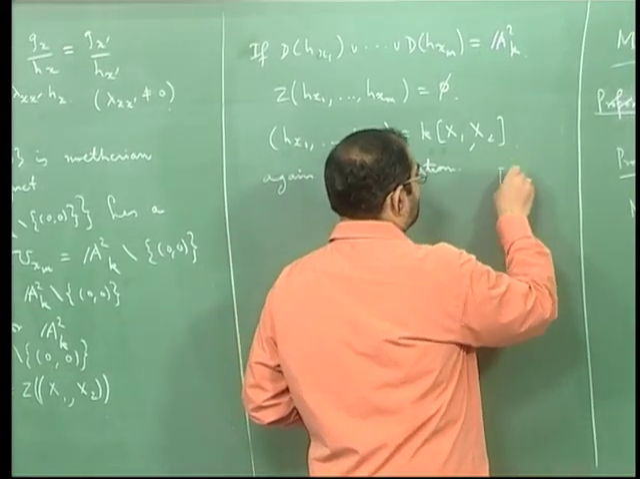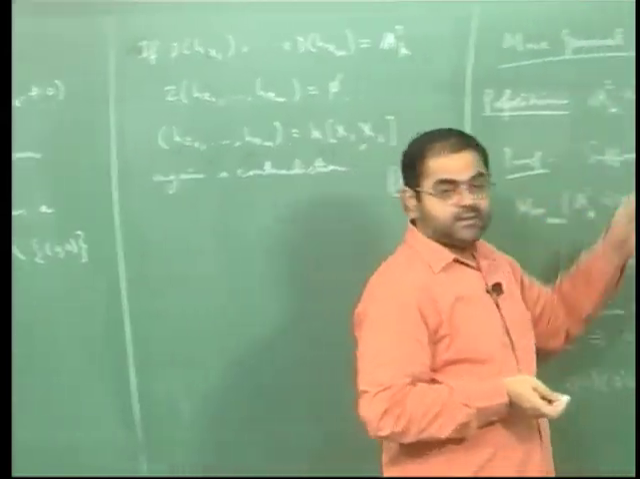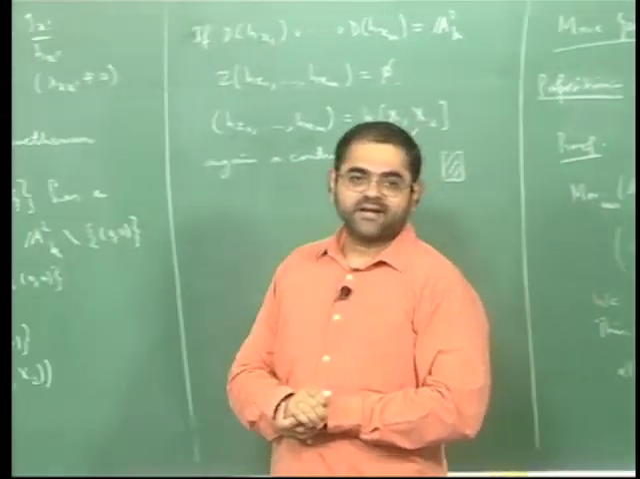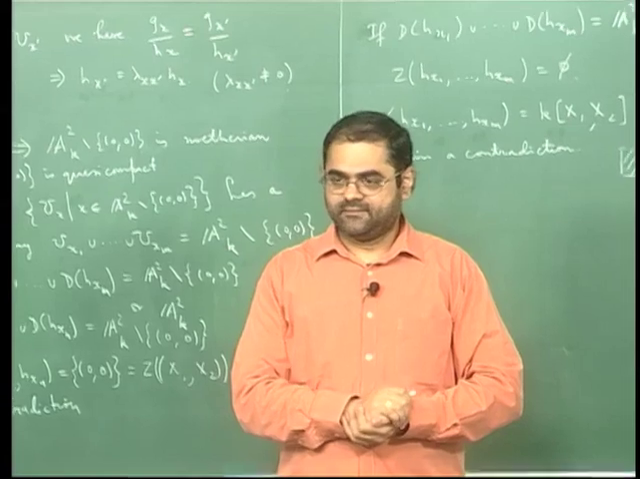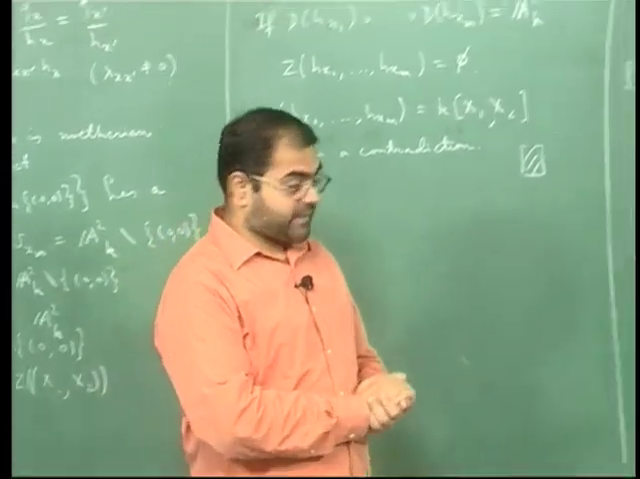And therefore, the moral of the story is the punctured plane is an example of a quasi-affine variety which is not affine. Okay, so we do have quasi-affine varieties which are not affine.